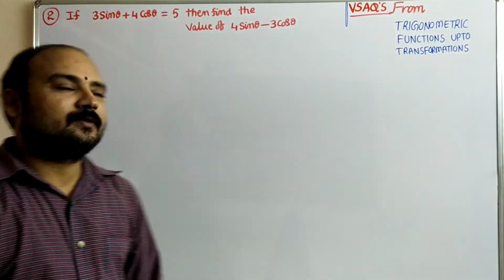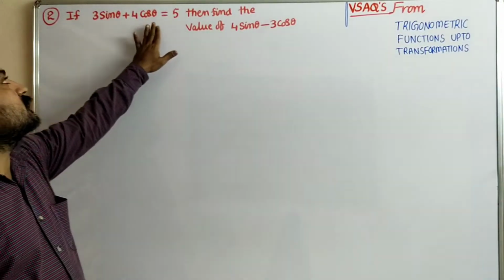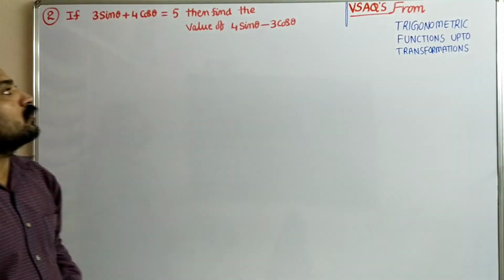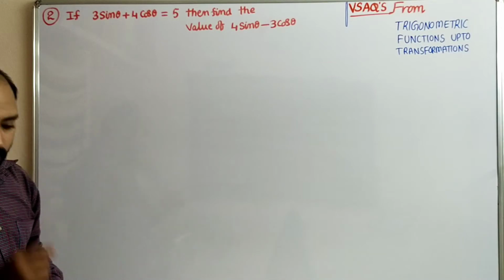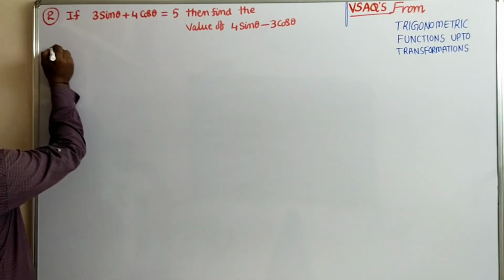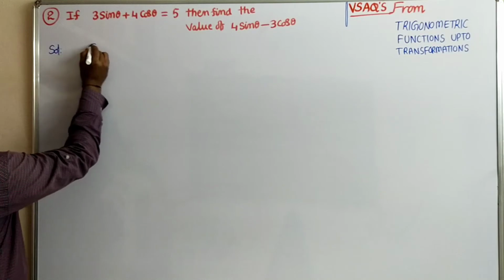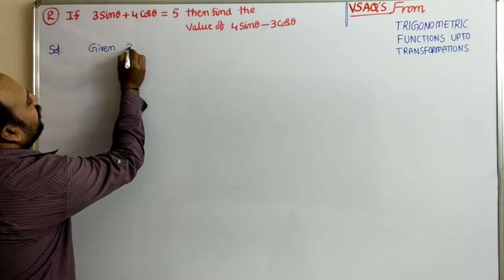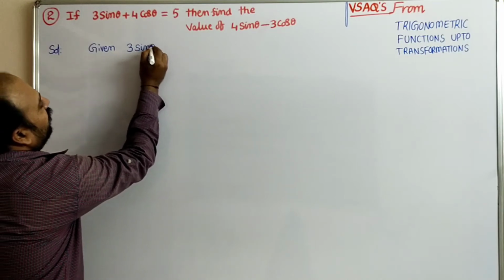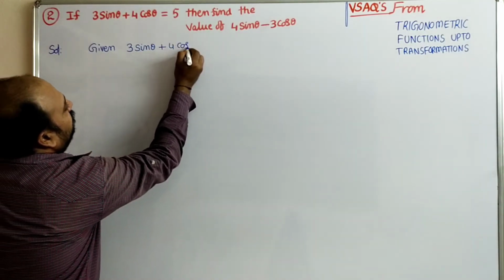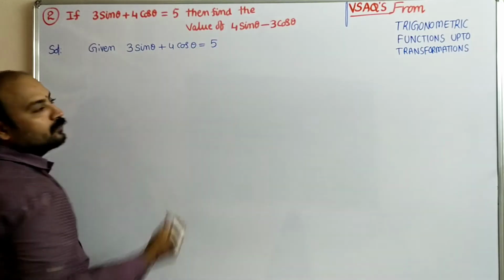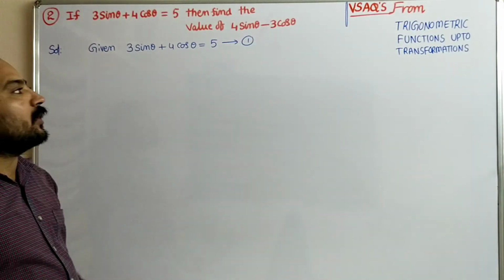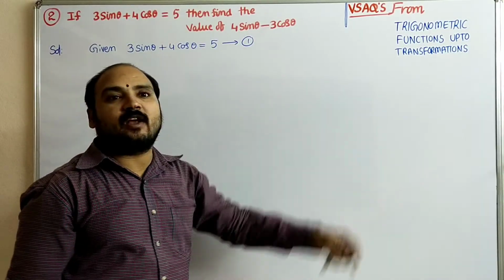The next question. If 3 sin theta plus 4 cos theta equal to 5, then find the value of 4 sin theta minus 3 cos theta. Given 3 sin theta plus 4 cos theta equal to 5. Put that as equation number 1. They are asking to calculate the value of 4 sin theta minus 3 cos theta.